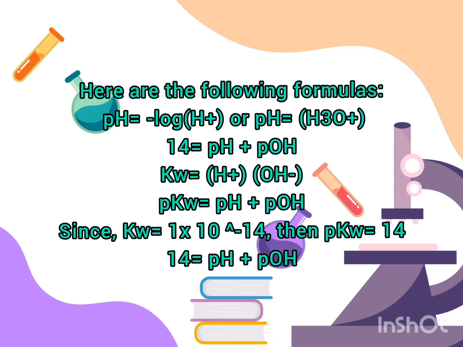Here are the following formulas. pH is equal to negative log of the hydrogen ion concentration, or the hydronium concentration. 14 is equal to pH plus pOH. Kw, or the ion product constant of liquid water, is equal to the hydrogen ion concentration times the hydroxide concentration. pKw, or the negative log base 10 of the ion product constant of liquid water, is equal to pH plus pOH. Since Kw is equal to 1 times 10 to the power of negative 14, then pKw is equal to 14. So 14 is equal to pH plus pOH.